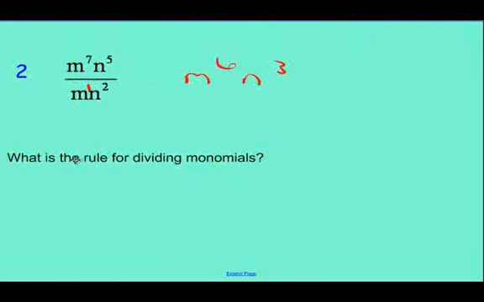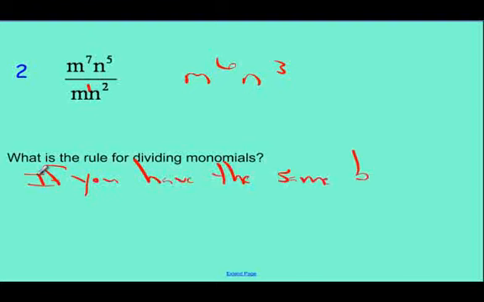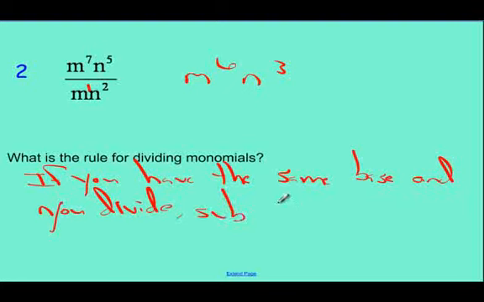So what's the rule? So what is the rule for dividing monomials? So if I have the same base, and you divide, subtract the exponents.